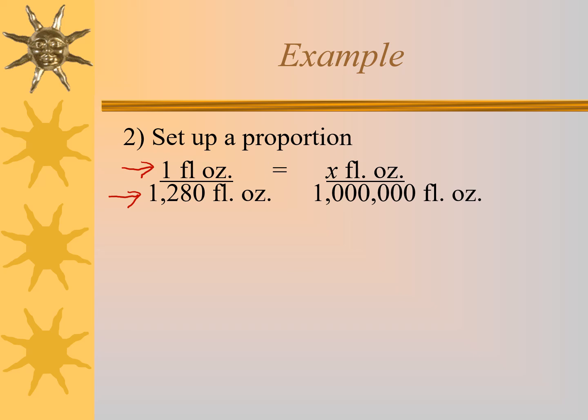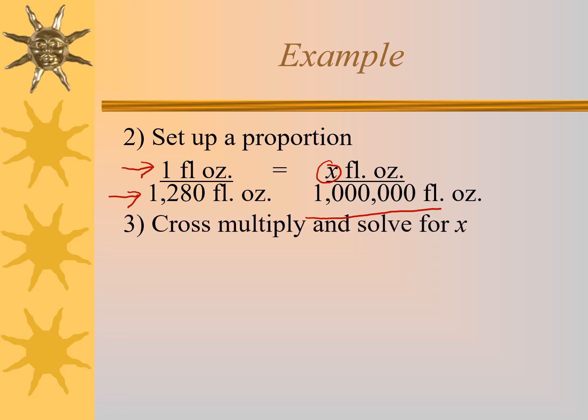So the way I set up the proportion is I go 1 is to 1,280 as X is to a million. Now, the reason I put million in the denominator here is because I want an answer that's going to be parts per million. So that's why I used 1 million in the denominator. So let's go ahead and solve this proportion.